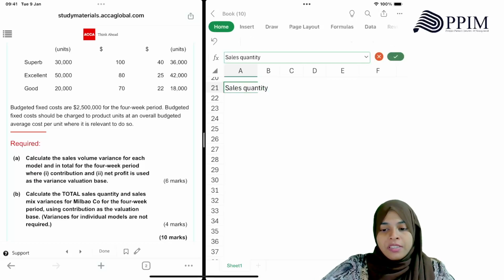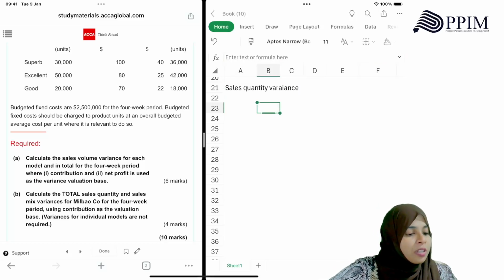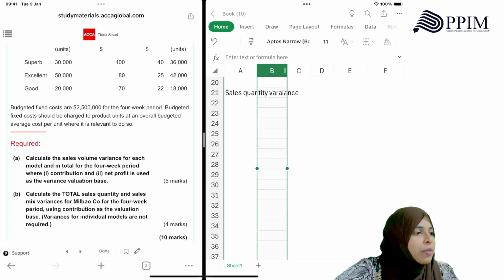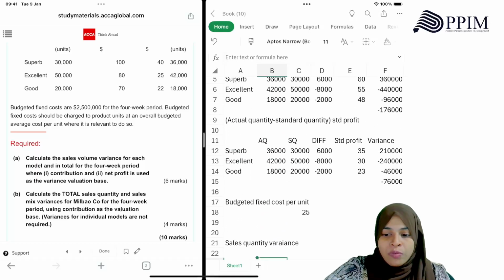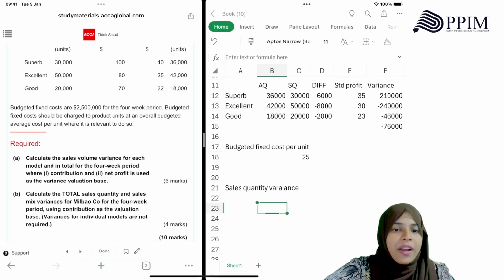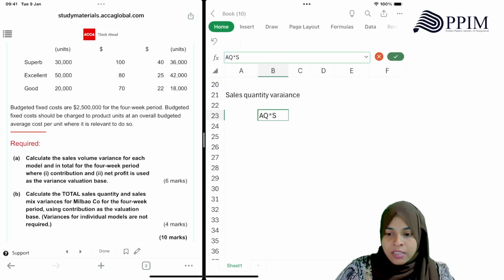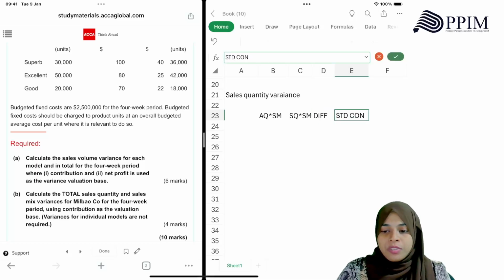What's the sales quantity variance? Not the volume, the quantity variance. What's the formula for it? See whether you all remember. Volume is the total volume units we use. Actual quantity, we don't take mix into consideration. For the quantity variance, we are taking the standard mix. For the volume variance, we just took the actual quantity and standard quantity. We did not divide it in the mix, no? So here, what do you do? Actual quantity sold in the standard mix, then standard quantity sold in the standard mix. Difference multiplied by the standard contribution.